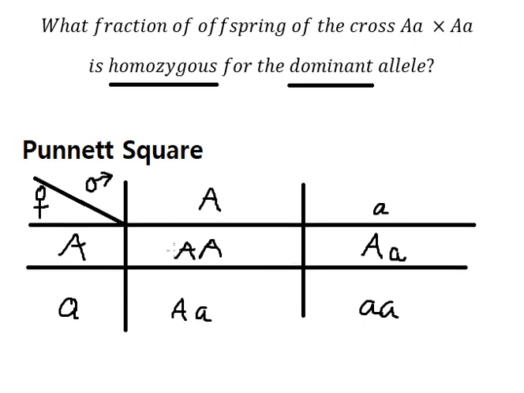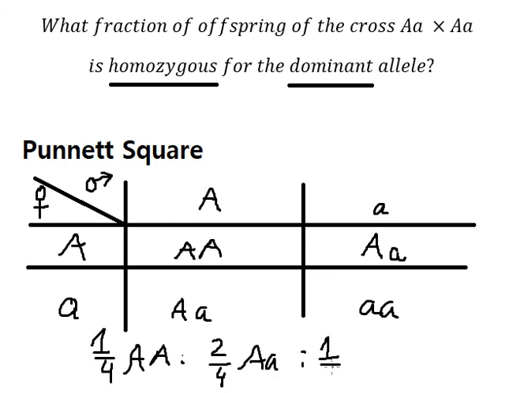So we can see that we have four squares in here. So we have 1/4 capital A, capital A. This one we have two, capital A and small a. So we have 2/4. And this one we have 1/4.